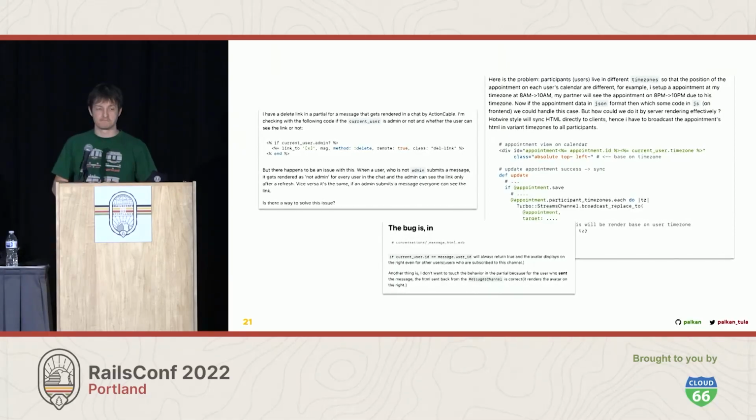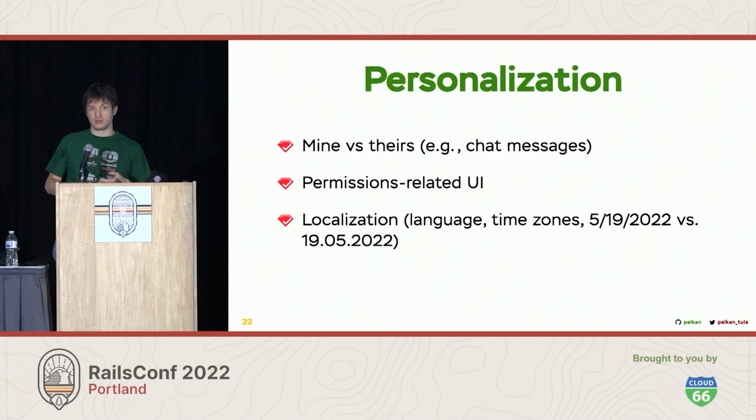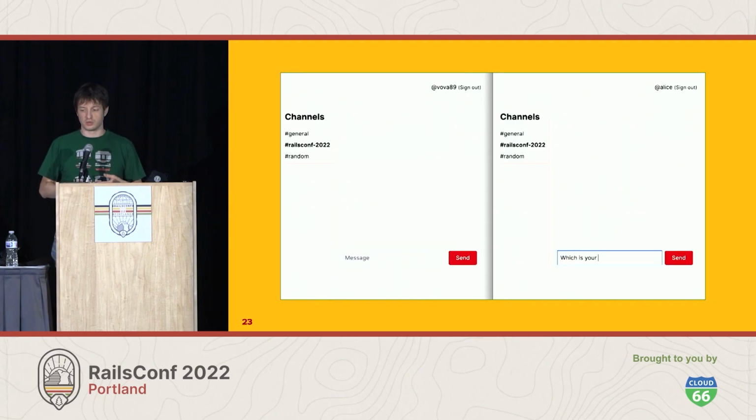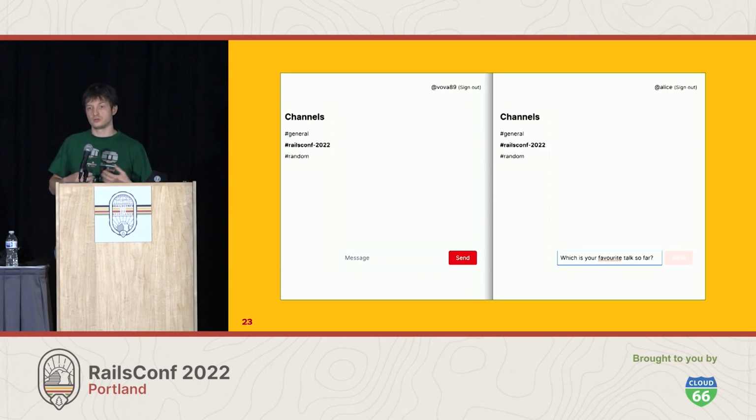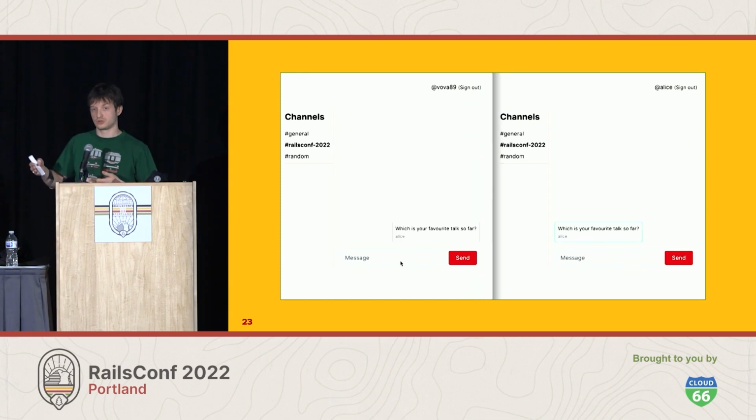We know about streams. And we could split this set of problems into different categories, like permissions or localization. But for this talk, I would like to talk about the typical messaging problem. We want to show the current user's messages with a slightly different UI, a different accent, like color, position, whatever. But we still broadcast the same data to everyone.